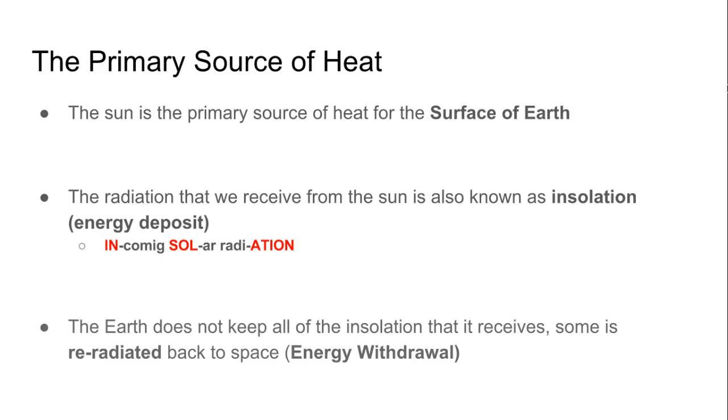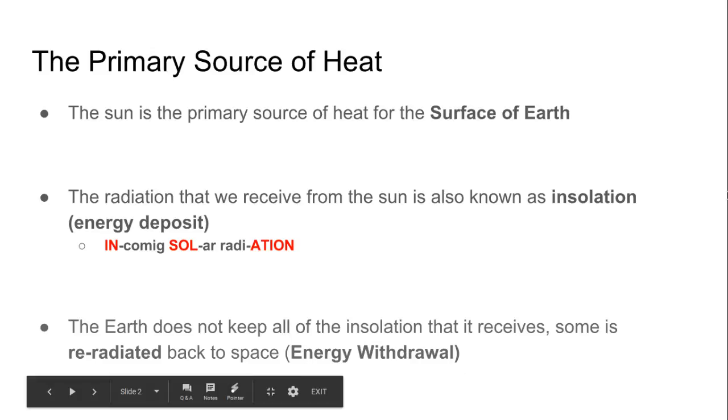So when we get this heat energy, this insolation from the sun, we can either keep some or give it back. And when we give it back, it's called re-radiation. The Earth's surface will re-radiate it back out into space, and we consider this an energy withdrawal.